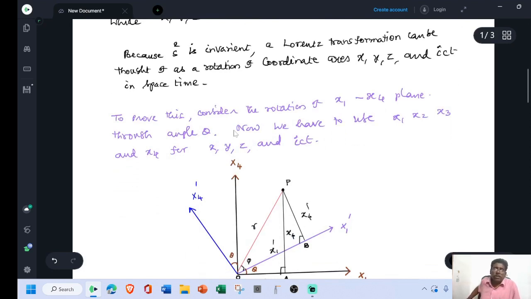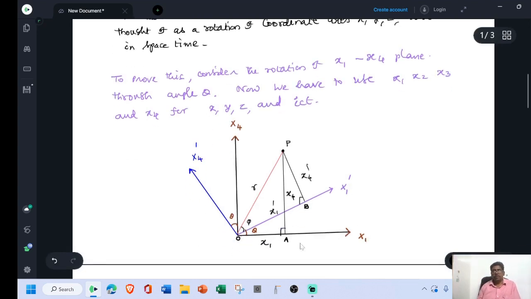To prove this, consider the rotation of the x1, x4 plane through an angle theta. See, this is x1, this is x4. If you rotate x1 through an angle theta, we get the new position x1 dash. If x4 is rotated through an angle theta, we get the new position x4 dash. Consider a point P at a distance r from the origin. This line OP is our R, which makes an angle phi with this line OX1 dash. This is the new position of OX1. If you rotate OX1 through an angle theta, we get this OX1 dash. Now, the point P makes an angle phi with this OX1 dash.